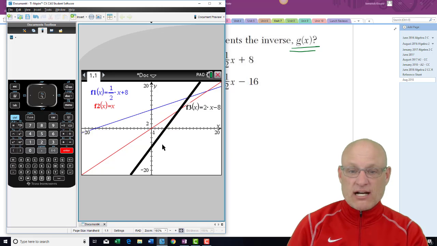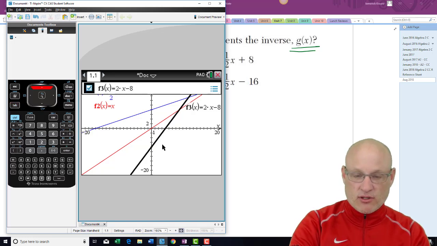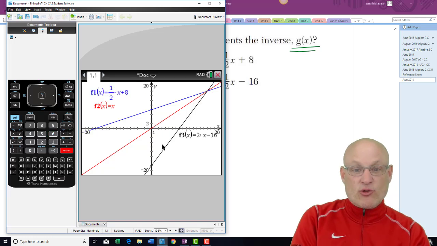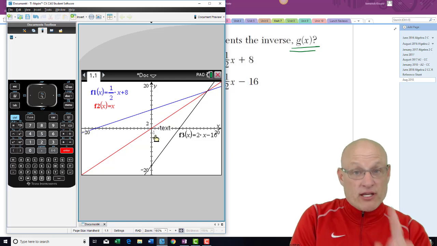Not quite. So now I'm going to put in choice 2, which is, I'm going to hit the up arrow, 2x minus 16. So I'm going to change that black line to 2x minus 16. Now, do those look like reflections over the line y equals x? Yep. Now, here's another thing.